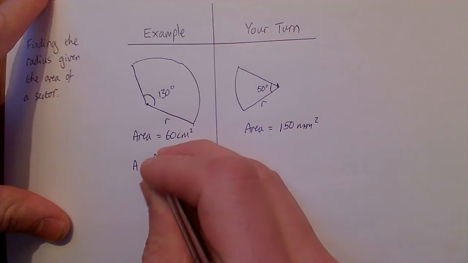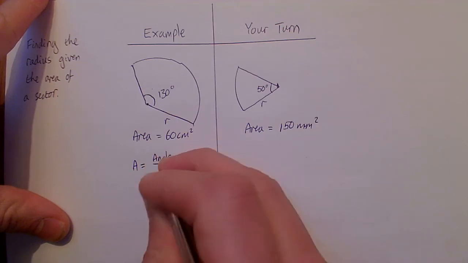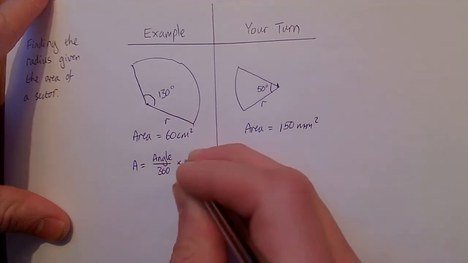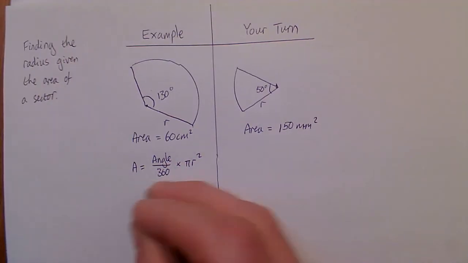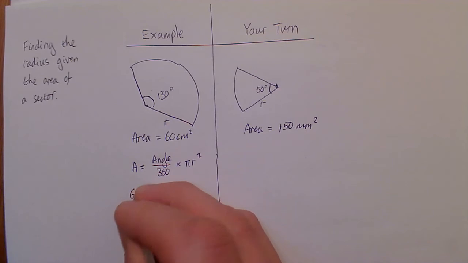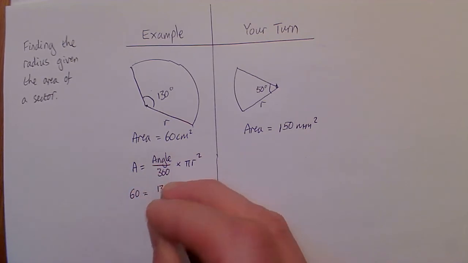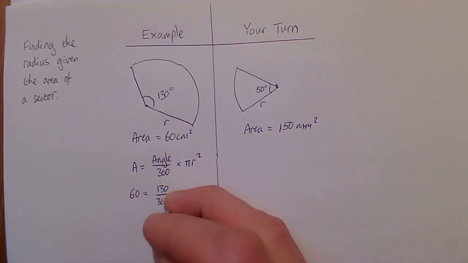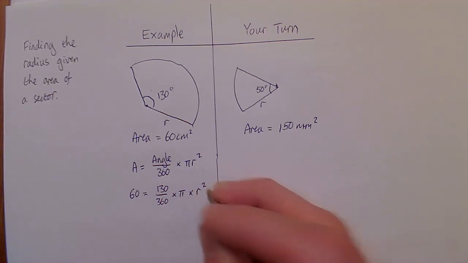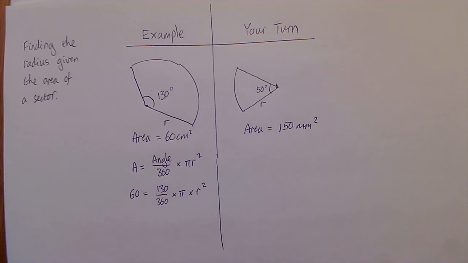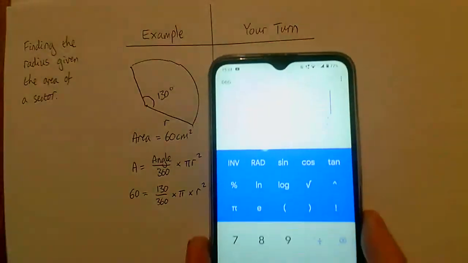So area equals angle over 360 times pi r squared. Once we've got that, put in what we know. So 60 equals 130 over 360 times pi times r squared. Again, just going to show you my calculator very quickly, just so you can see what I'm putting in. So you can copy that as a kind of example.